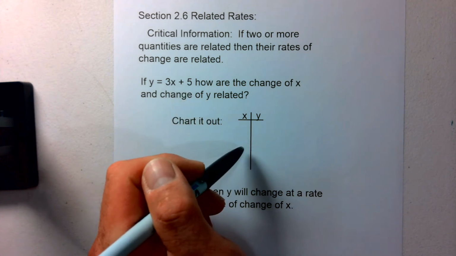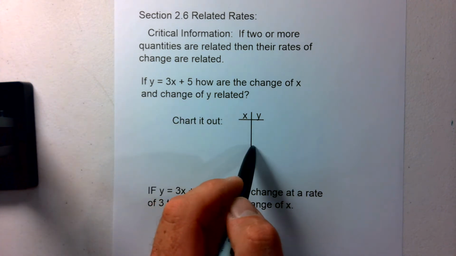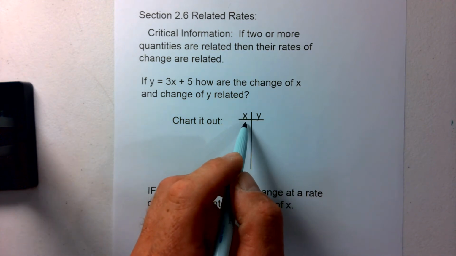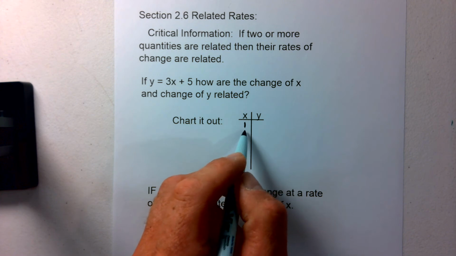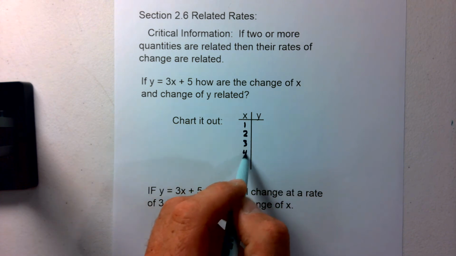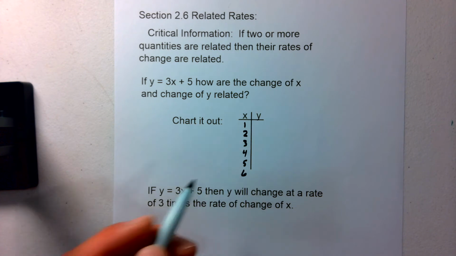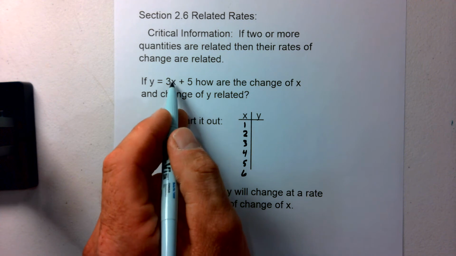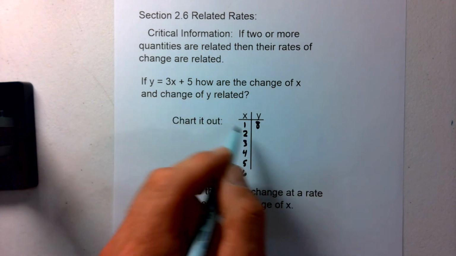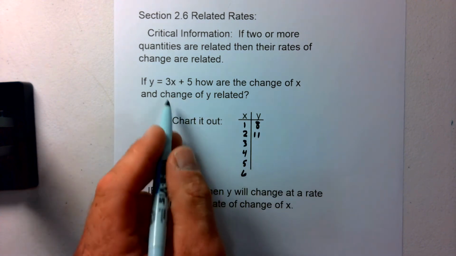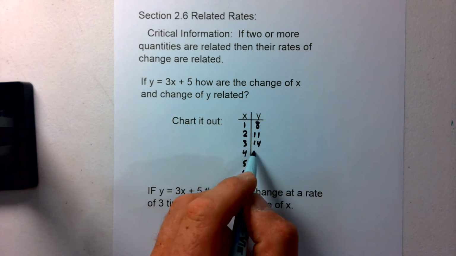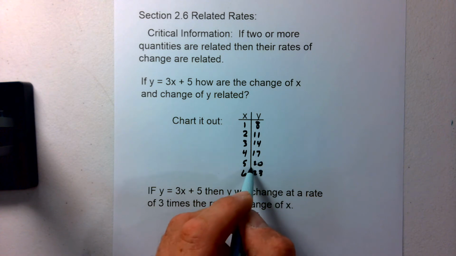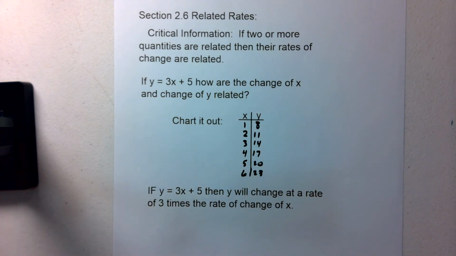And let's go back to our Algebra 1 days when we asked you to chart out what x values and y values we could have. Remember, we told you to plug some numbers in for x, and we'll plug in 1 through 6. You found your y value. If I plug in 1, we get 3 plus 5, which gives us 8. If I plug in 2, we get 11. 3 gives us 14. 4 is 17. 5 gives us 20. And then 23 for 6. And then we were able to graph it.